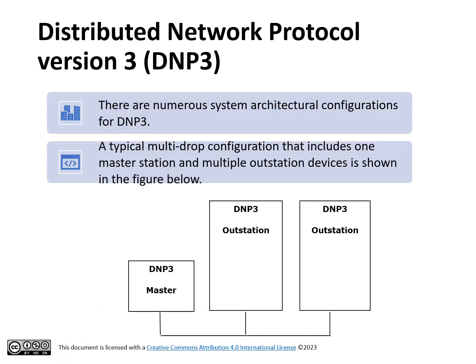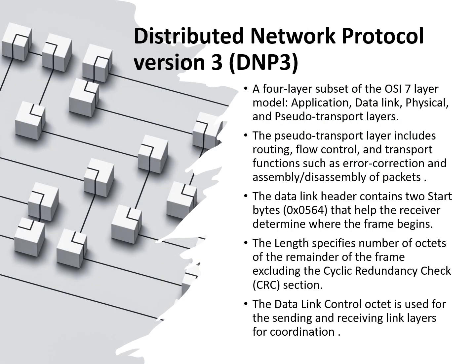There are numerous system architectural configurations for DNP3. A typical multi-drop configuration that includes one master station and multiple outstation devices is shown in the figure. DNP3 is a 4-layer subset of the OSI 7-layer model. The layers are the application, data link, physical, and pseudo-transport layers. The pseudo-transport layers include routing, flow control of data packets, and transport functions such as error correction and assembly, disassembly of packets.